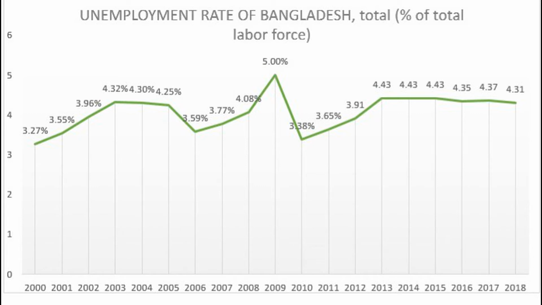Based on the chart displayed, we can clearly see that the unemployment rate in 2009 is the highest compared to others, which is 5%. Meanwhile, the lowest rate is in 2000, which is 3.27%, having decreased until below 4%.